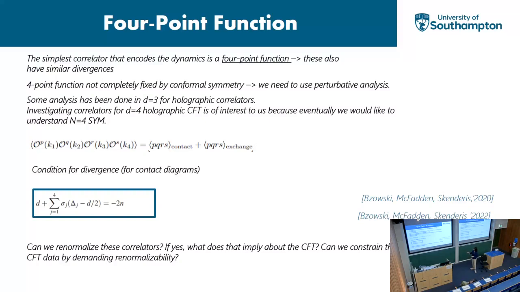into holographic theories. There has been some work in the context of D equals 3 holographic correlators. For our work, we are particularly focusing on holographic correlators in D equals 4. This is because we want to eventually look into half-BPS correlators in N equals 4 SYM. Now for a holographic theory, when we are in the perturbative regime, for a generic correlator, we can have a contact contribution and an exchange contribution. I will get into this in a minute. For this contact piece, it was shown in this work from 2020 that the condition of divergence is given by this expression. Sigma j can be plus or minus 1 and n is a non-negative integer.